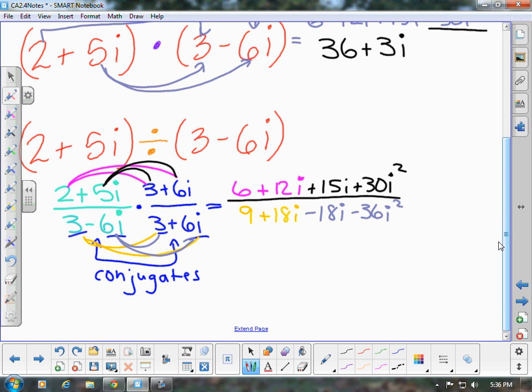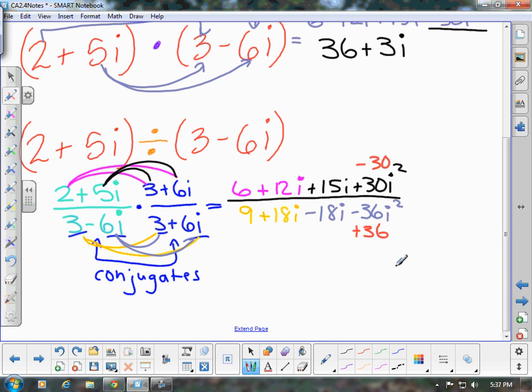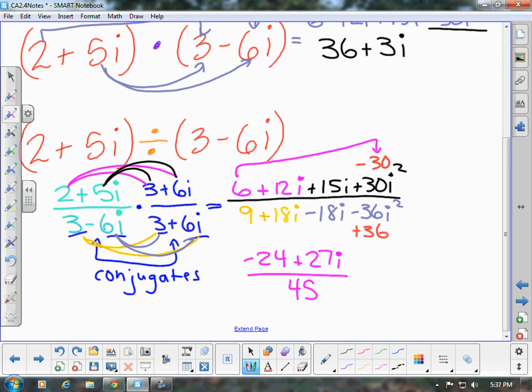And then again, because you have i squared times a negative 36, that turns into plus 36, and positive 30i squared turns into a negative 30, because i squared is a negative 1. So then combining the things that you can, 6 and a negative 30 would be negative 24. 12i and 15i would be plus 27i. And then 18i and a negative 18i is 0, and 9 plus 36 is 45.